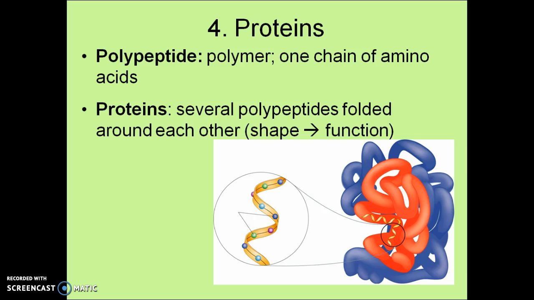Proteins actually consist of polymers called polypeptides. A single polypeptide is one chain of amino acids linked together, and usually a full protein is going to be several polypeptides that are folded around each other. The specific folding pattern gives the protein its shape, and that determines the protein's function. For example, hemoglobin actually has 4 polypeptides that are folded around each other to make that full hemoglobin protein.